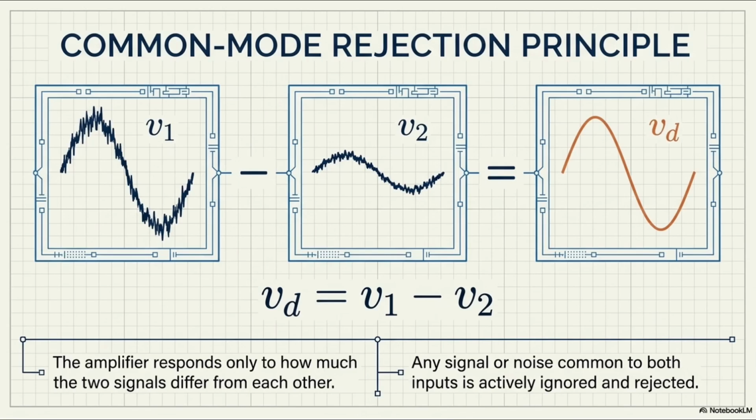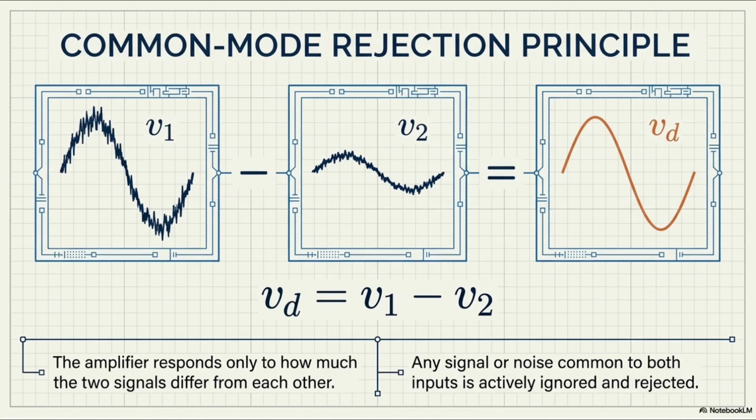Moving ahead, what is a differential amplifier? At the most basic level, the differential amplifier is a circuit that amplifies the difference between two input signals. If the two input signals are V1 and V2, then the useful signal is not each input seen separately, but the difference. So Vd equals V1 minus V2. That means the output depends mainly on how much the two signals differ from each other. At the same time, any signal that is common to both should ideally be ignored. And that is the most important strength of the differential amplifier.